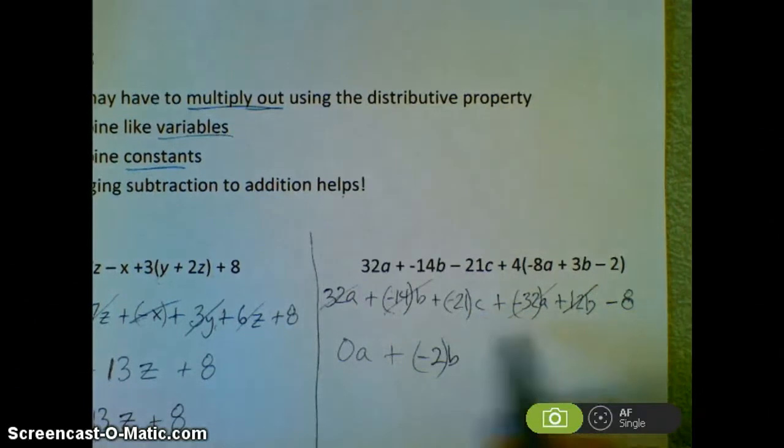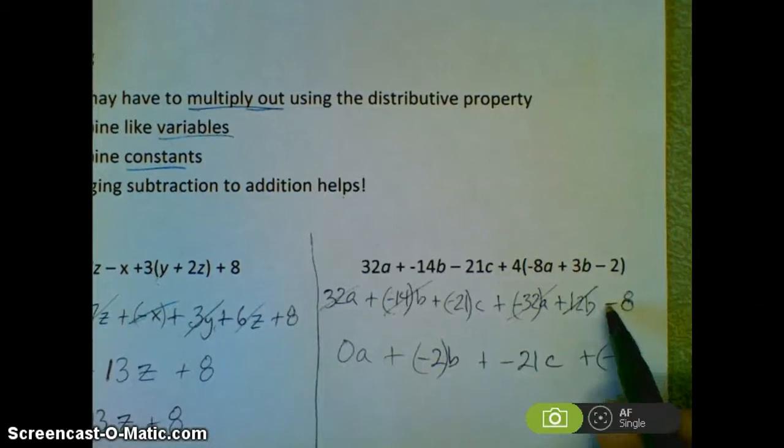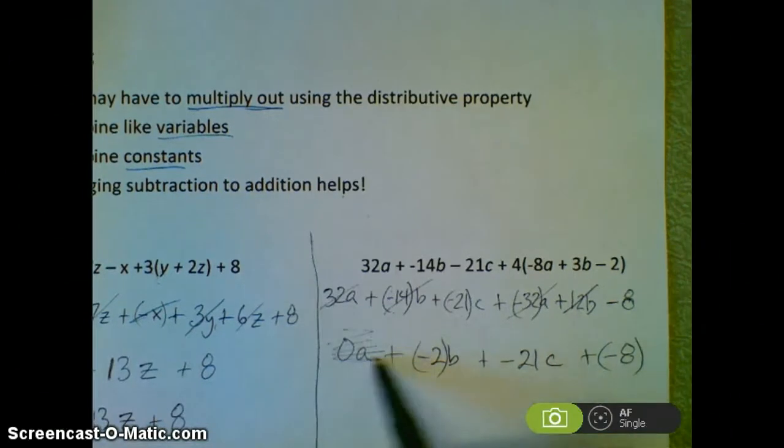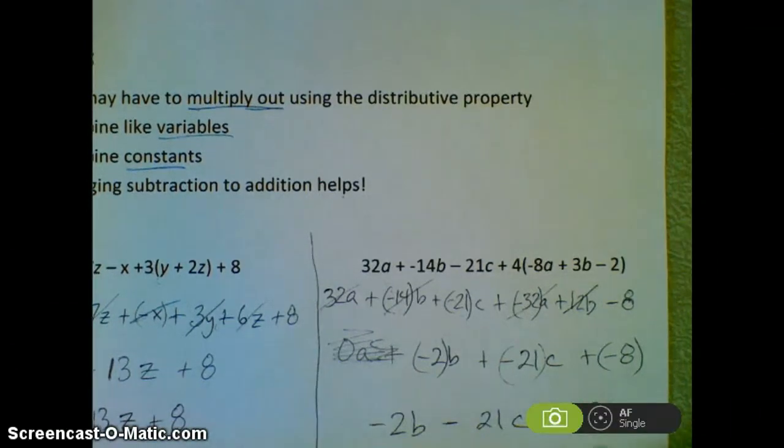Negative 21c, looks like I have no other c's, so this can be plus negative 21c. And then there's minus 8. I would write that as plus a negative 8. I would change my subtraction, minus 8, to addition of negative 8. So if I cross out this a, this plus, this could be correct. Negative 2b plus negative 21c plus negative 8. Or you could say negative 2b minus 21c minus 8. Both of those are correct. So that is simplifying. Please let me know if you have any questions.